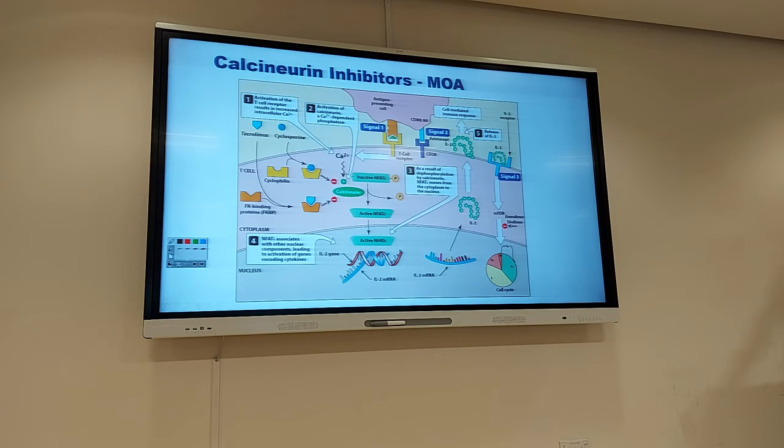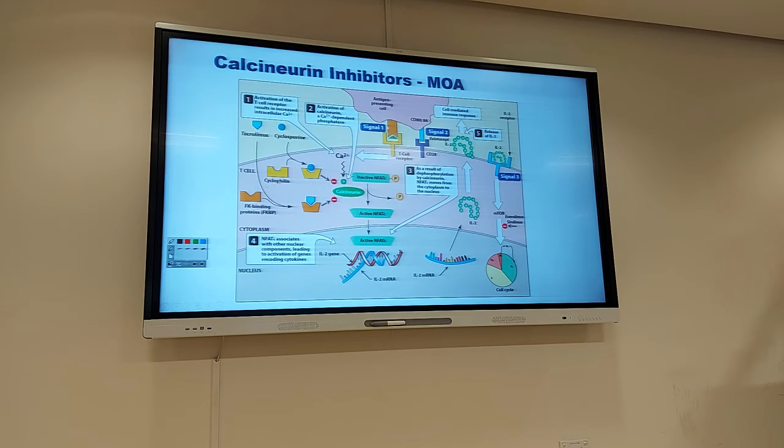So similar to this, cyclosporine comes here, enters the cell. They're also known as small molecule inhibitors. They bind to cyclophilin. They inhibit calcineurin. So this later inhibits the cascade signaling, which prevents the activation. So both, actually, I should have mentioned that both tacrolimus and cyclosporine have the same mechanism of action.